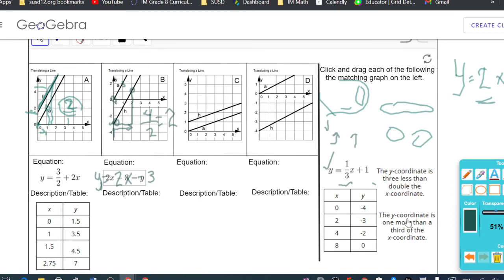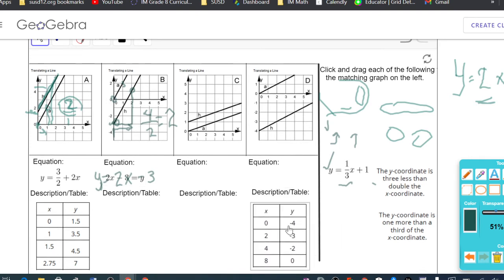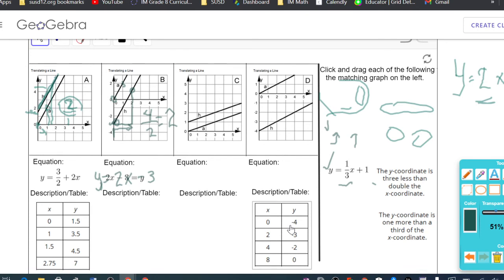Okay, now can you find a description or table? Well, it's not this table, x equals 0 and y equals -4. No, that's not our line. But you know what? I instantly see where that goes. It goes right here because the y-intercept is equal to -4 in this graph. X equals 0, y equals -4.